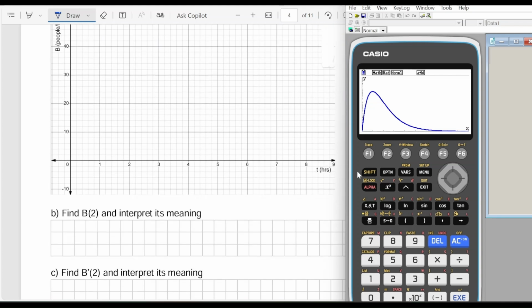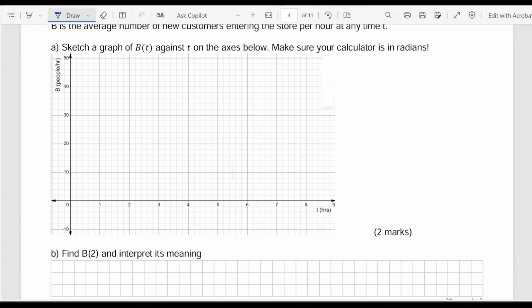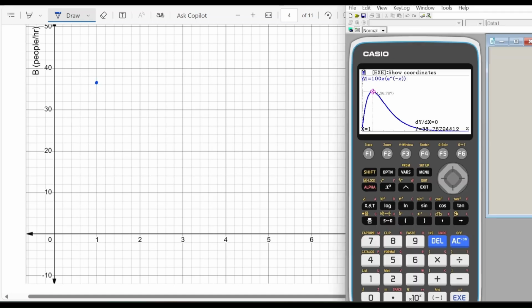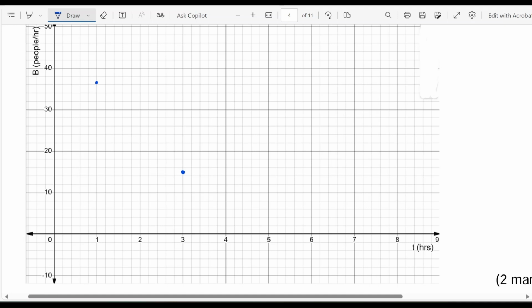So usually what I like to do is trace a few values just to make sure. So trace at 1, I got 36. So I should put in this point here. Now you don't necessarily need to do this. It just helps to make the graph look a little bit nicer. You don't need to do every point, just maybe like trace, like 3 could be a good one, 14. So sitting about there, something like that.